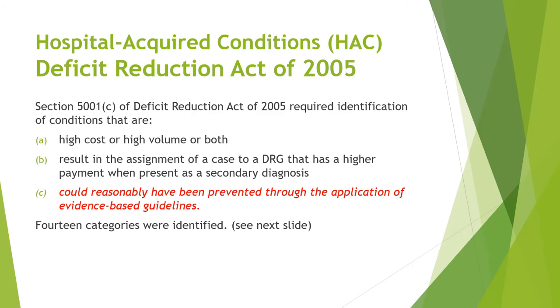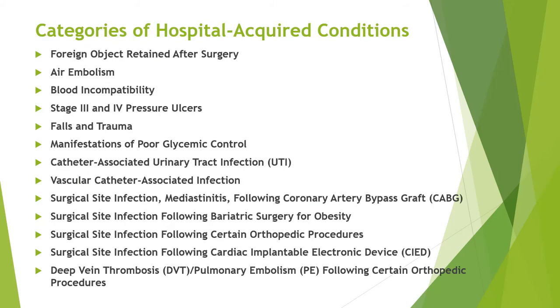Hospital-acquired conditions came out of the Deficit Reduction Act of 2005, where conditions were identified that were either high cost, high volume, or both. And because of that condition, a higher severity DRG was assigned. And the whole idea behind the HACs is that they could have been prevented if the patient had received care that was based on evidence-based guidelines. So the powers that be chose 14 categories to look at as HACs.